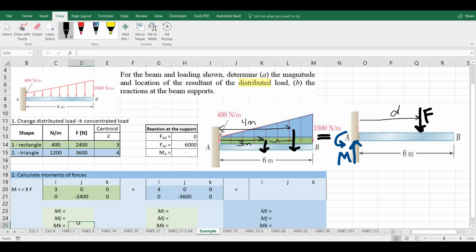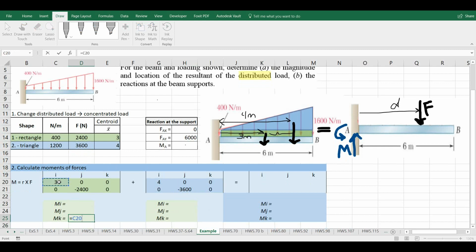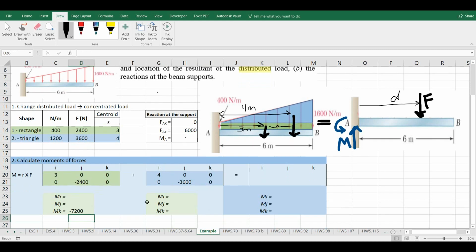Okay, so here's the moment. The moment's going to be in the k direction. Just a bunch of zeros everywhere else. So R cross F, and then the overall moment, we're going to add each of these together.